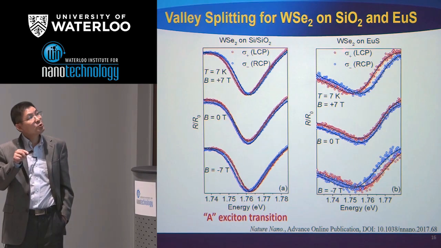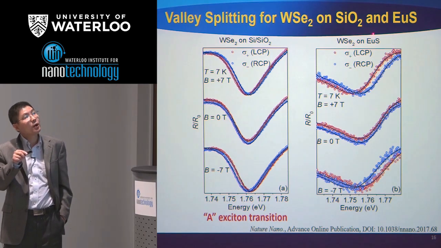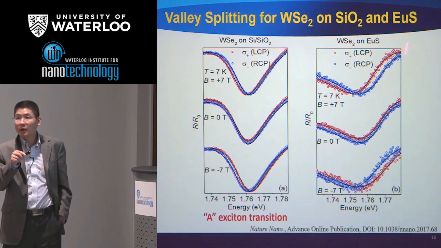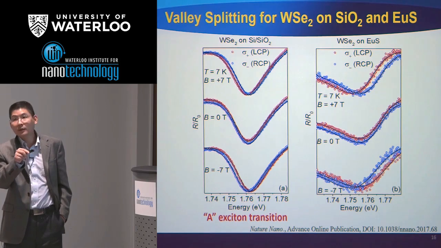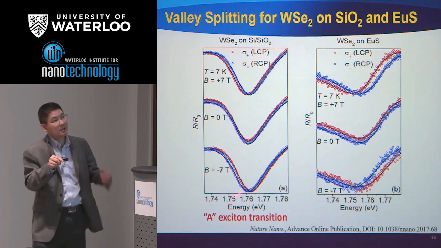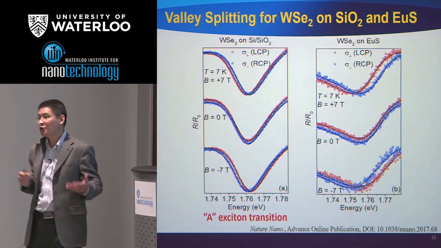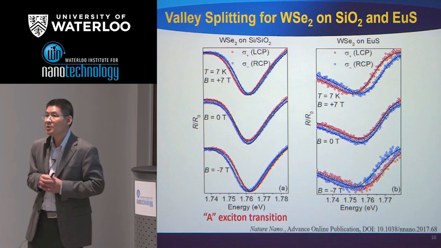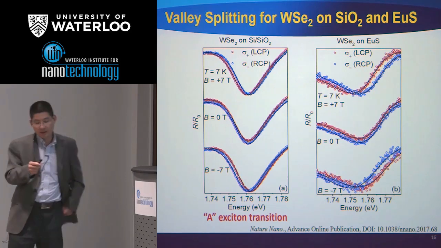Now, once we put this 2D material on a ferromagnetic substrate, we actually see a similar trend, right? So sigma plus shifts to lower energy, and sigma minus shifts to higher energy. The only difference is that the magnitude of this shift is much higher. Okay, so you have an enhancement in the energy splitting.